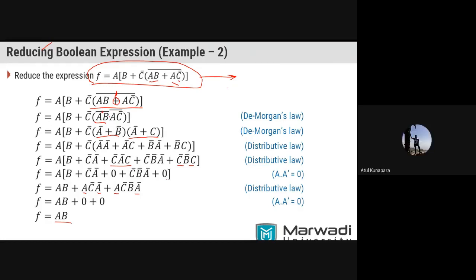Yes, sir. Okay, so let me give you one example here. I'm giving you one example for the reduction of a Boolean expression. Let us write down the example here.